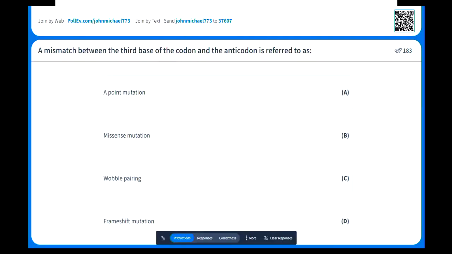Now I have a question for you to make sure you all understand the types of base pairing and mutations. Here's the question: a mismatch between the third base of the codon and the anticodon is referred to as blank. Is it a point mutation, a missense mutation, wobble pairing, or frame shift mutation? What do you think it is? If you have a mismatch between the third base of the codon and the anticodon.